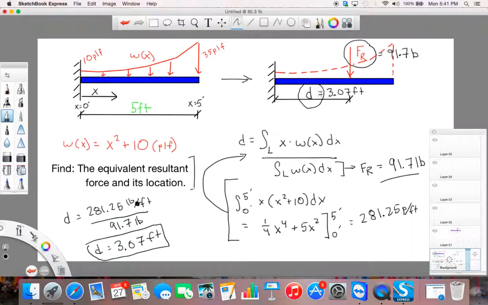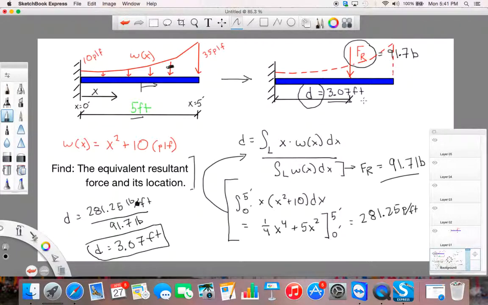And when you solve these types of problems, you should take a step back and say, okay, well, does this actually make sense? If you just look at the shape of this parabolic curve, where's the centroid? I mean, you would think maybe somewhere around here, right? So you would expect it to be greater than 2.5 feet, and that's what we have. Okay, so the location of the centroid seems reasonable.